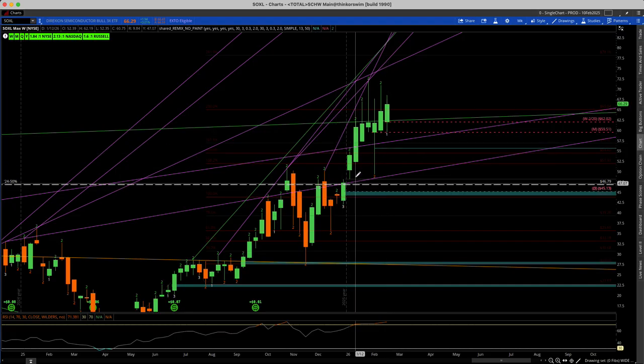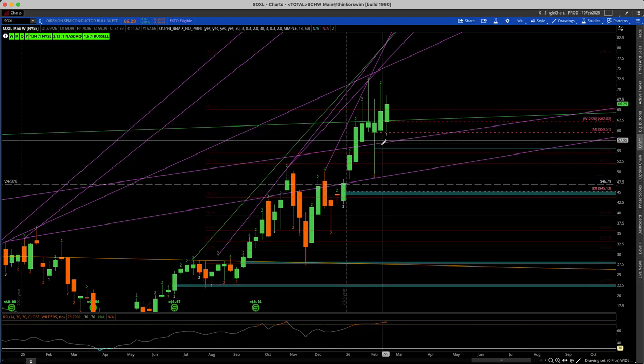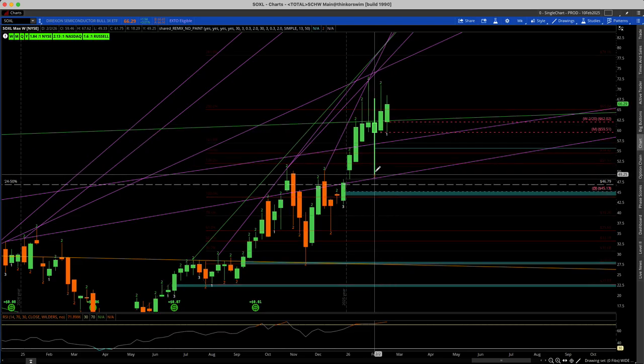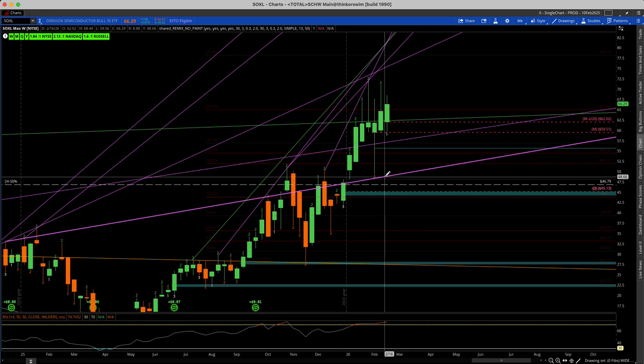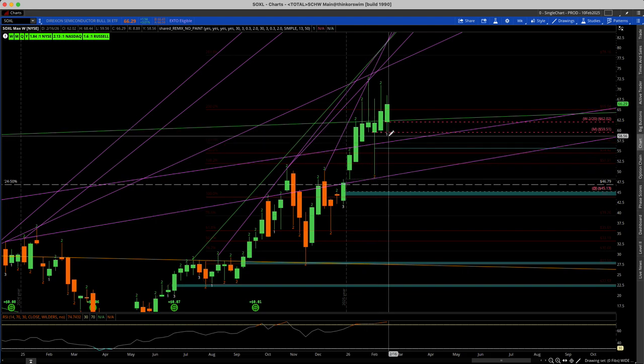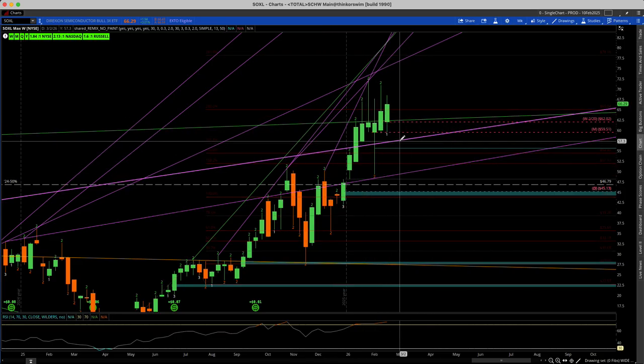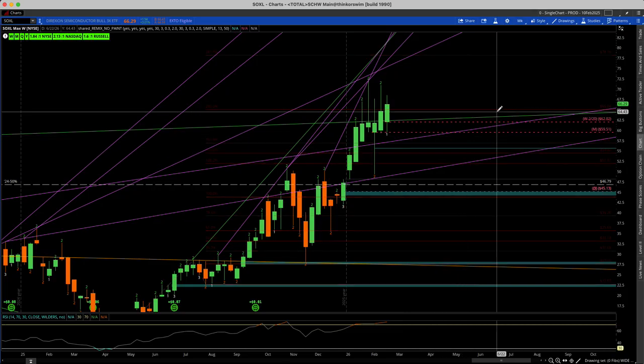We have poked above these weekly broadening formations right here, these purple diagonal lines going up, but haven't totally defeated them. We've got this higher low at this lower broadening formation here, body above this higher broadening formation. So it does appear as though we are defeating those, but you can see how they're converging with this monthly broadening formation and why we're still running into resistance. So got to continue to power up there.